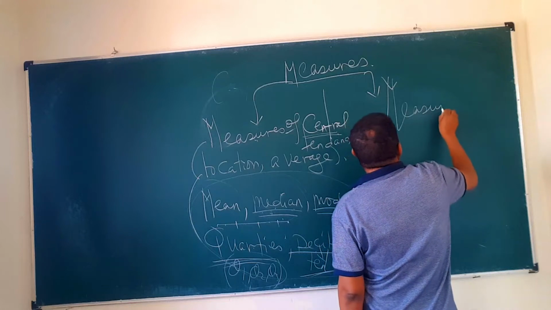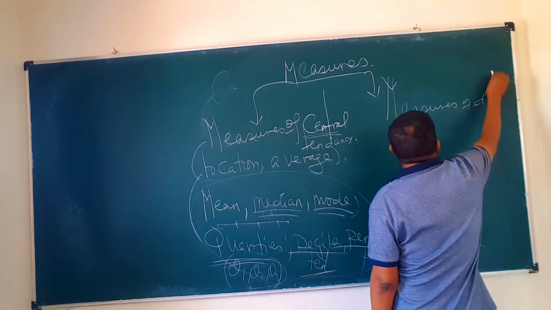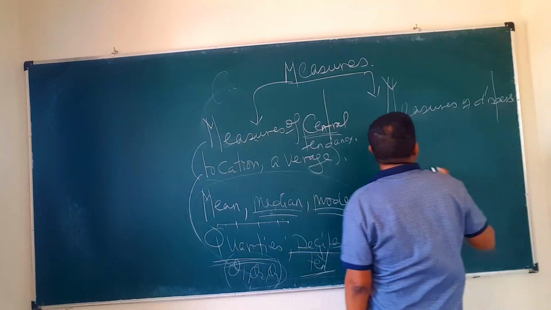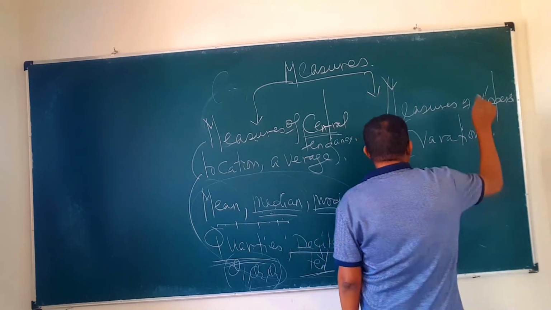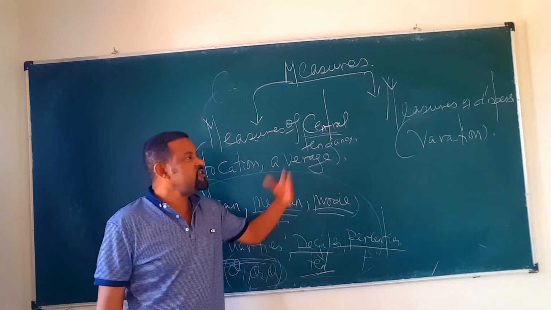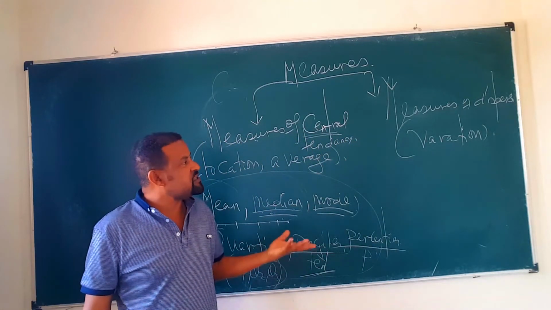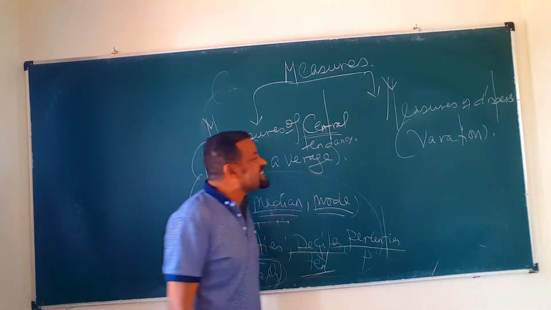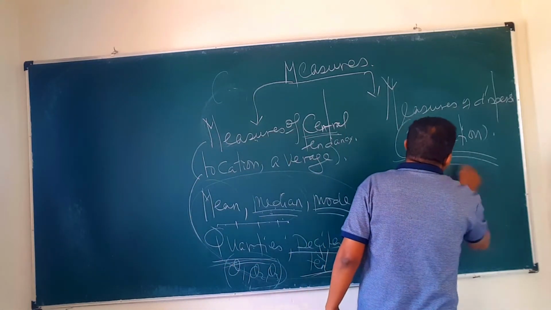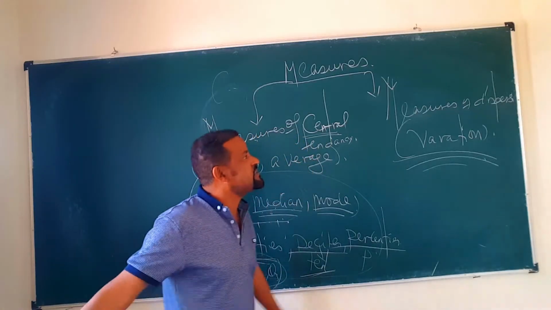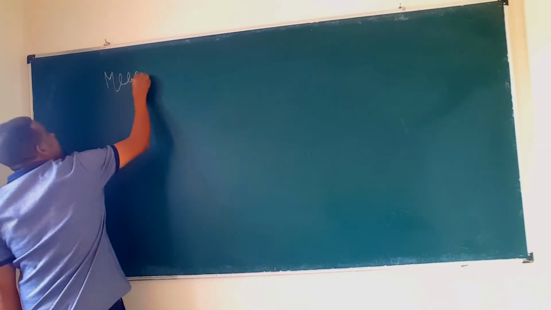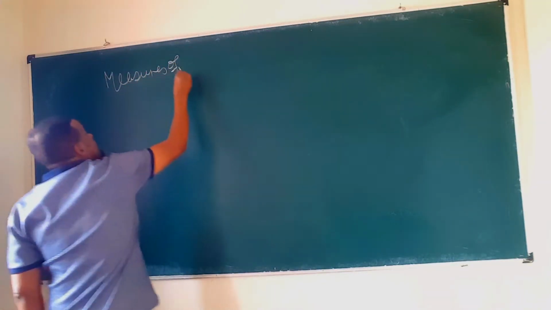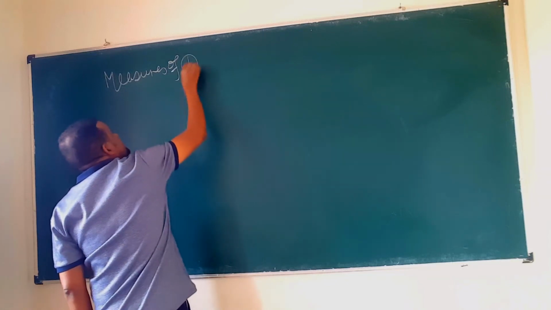Measures of dispersion, or sometimes called measures of variation. Measures of dispersion or measures of variation tell us how much the data are scattered. Okay, let me discuss that. So the second one is measures of dispersion.